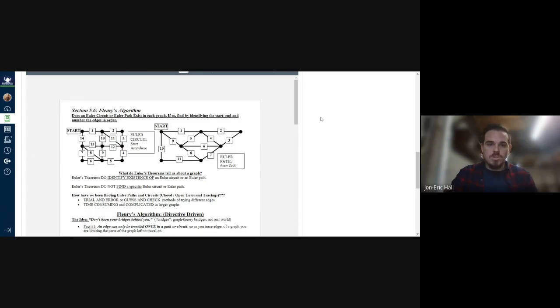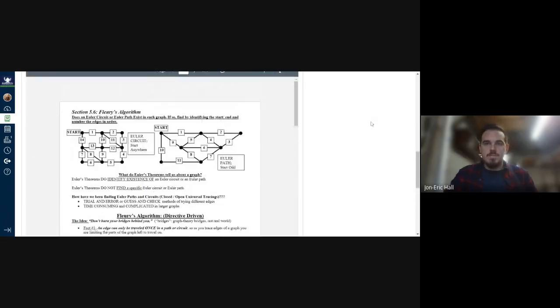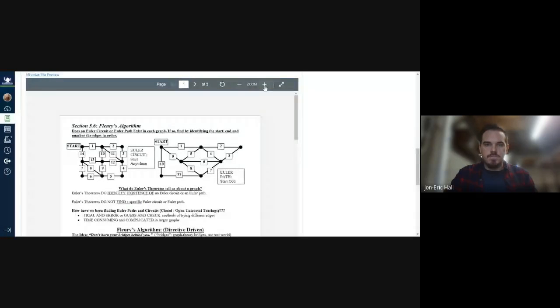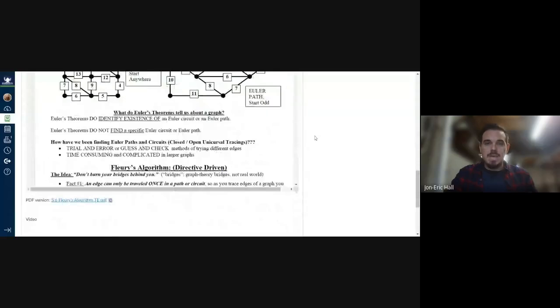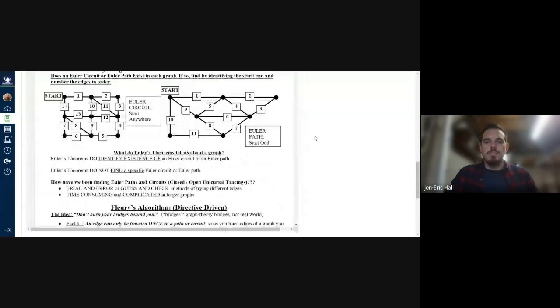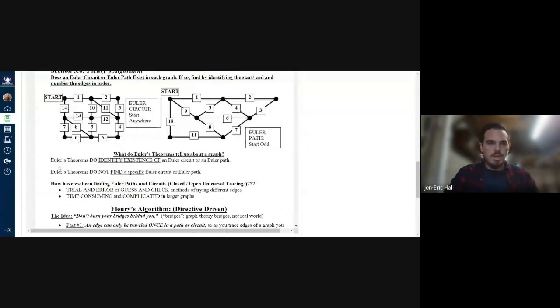So what does this do? What do the Euler theorems tell us about the graphs? And let me zoom in. It might be hard for you to see there. Remember, if you're in the Google Meet, you can pin this, and it will be a little bit bigger for you to see if you've not already done that.